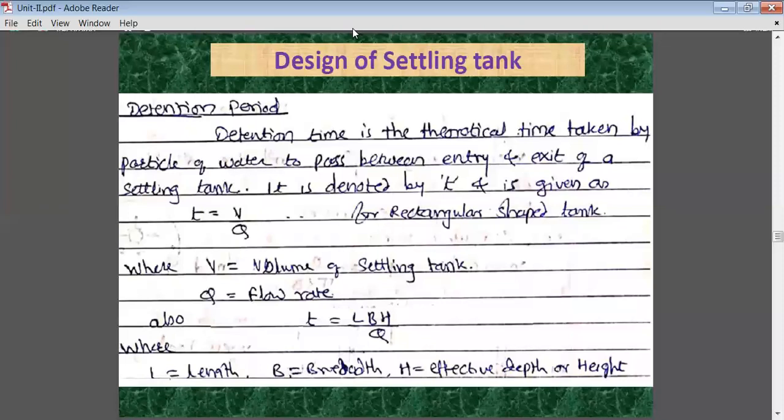The first point is detention period. Now you have become familiar with this word. Time t, which you have seen as th, tv or t, was nothing but the detention period. What is that time t? Detention period or detention time is the theoretical time taken by a particle of water to pass between entry and exit of a settling tank.